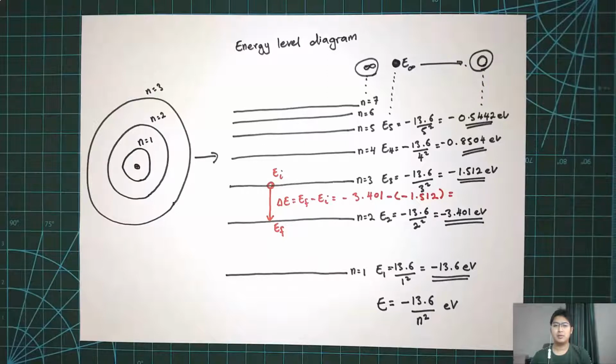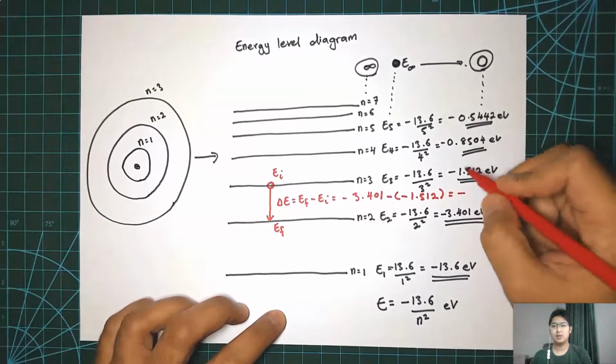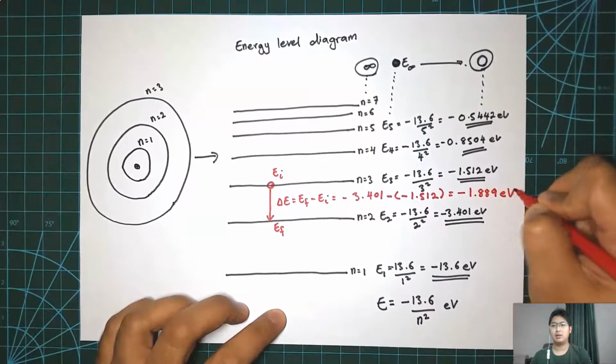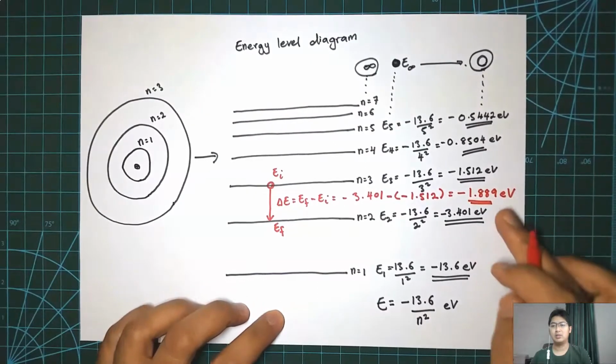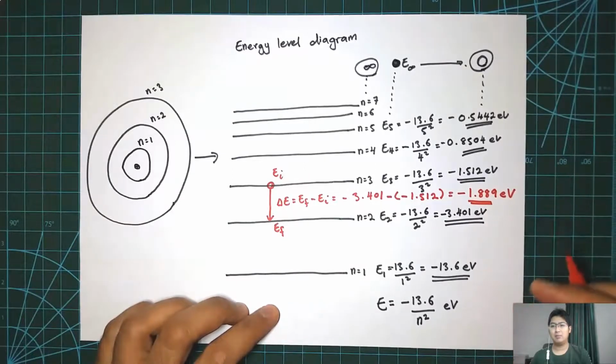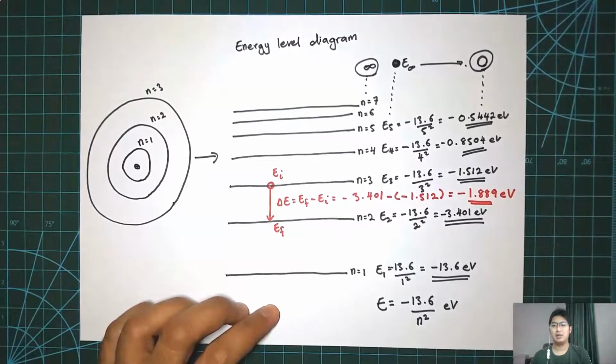So we are going to calculate the energy released from the atom because of the transition, the energy drop from energy level 3 to energy level number 2. The value is negative 1.889 electron volt. The most important thing here is the negative sign. The negative sign means that energy is released. If the sign is positive, it means that energy is absorbed.